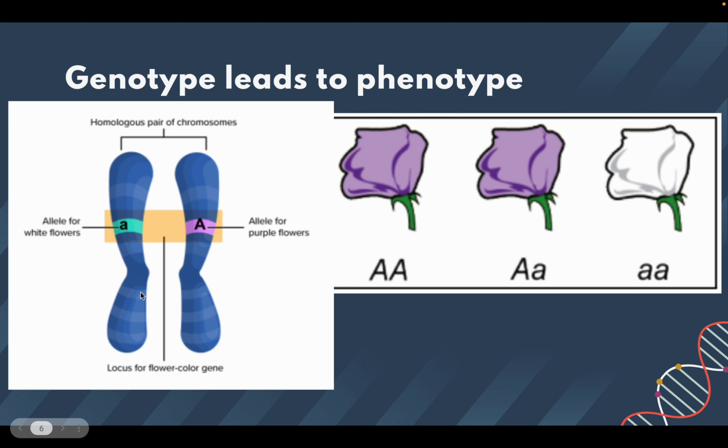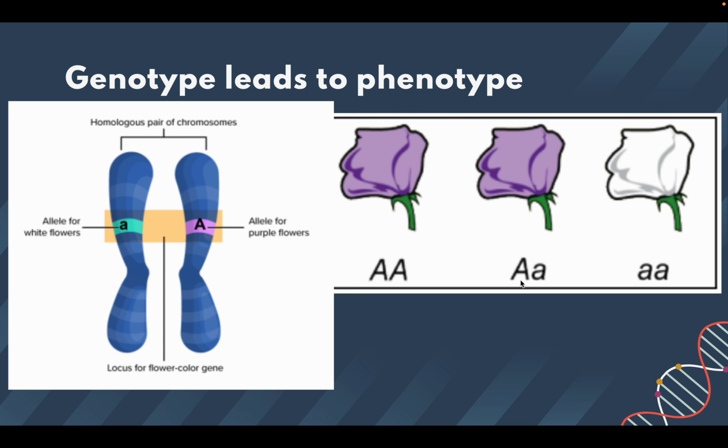Here we can see that we have our chromosomes. On this chromosome, we have the allele for a white flower, which is a lowercase a. On this chromosome, we see we have the allele for a purple flower. When we have two capital letter A alleles, the genotype is capital A, capital A. And the phenotype, or what it looks like, is purple.